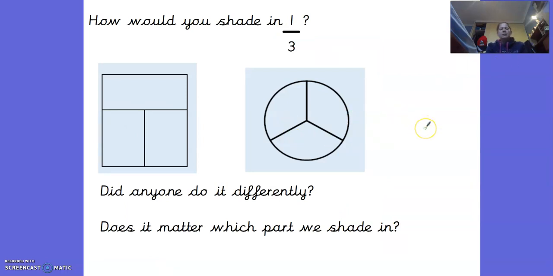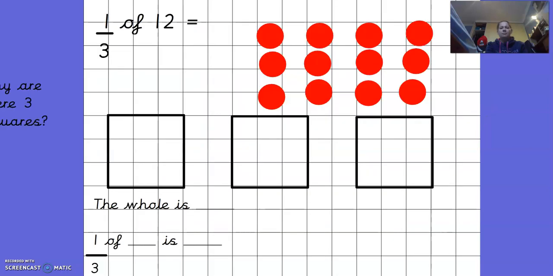All right, I'd like you on your piece of paper or whiteboard to draw these shapes out and have a go at shading 1/3. So pause the video and have a go. Okay, so I'm going, not very neatly, to colour in that part of that shape and that part of that shape. Have you coloured in the same parts as I have, or have you coloured in different? Does it matter which part we shade in? The answer is no, it doesn't matter as long as we have shaded in one of the equal parts. It will still be a third.